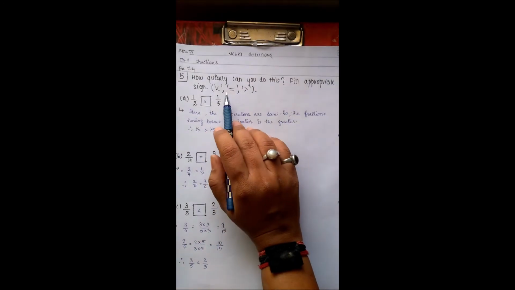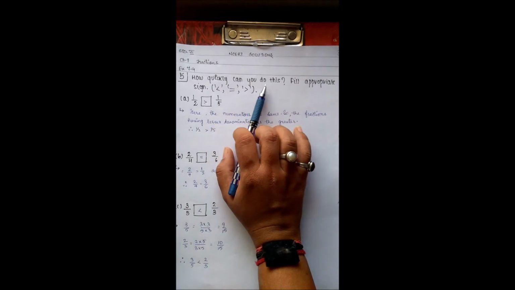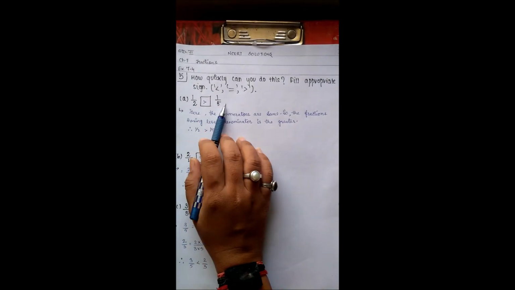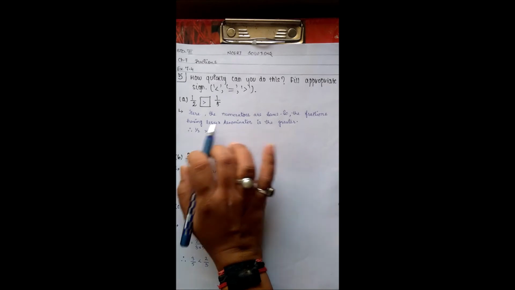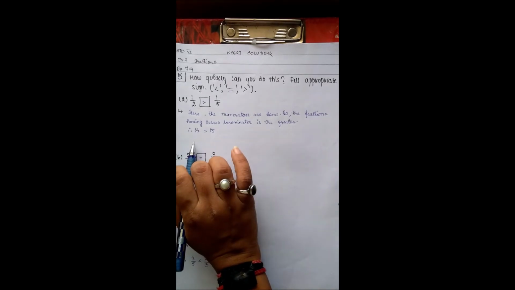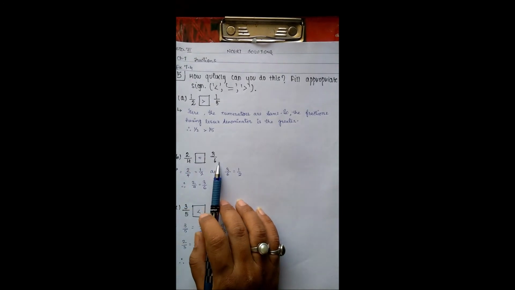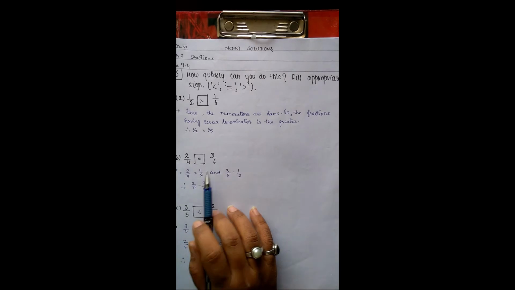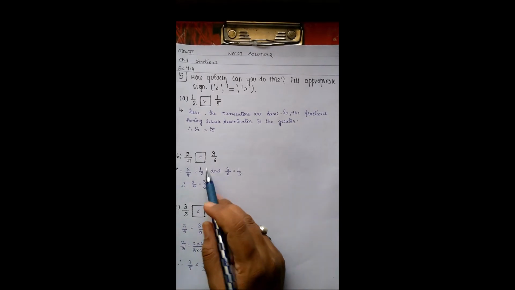Now moving to the next question. How quickly can you do this? Put the appropriate sign. 1 by 2 and 1 by 5. Now here numerators are same. So the fraction having lesser denominator is the greater. So it is 1 by 2. 2 by 4 and 3 by 6. We can cut: 2 ones are 2, 2 twos are 4. So it is 1 by 2. 3 by 6 is also 1 by 2 if we cut. So it is equal.